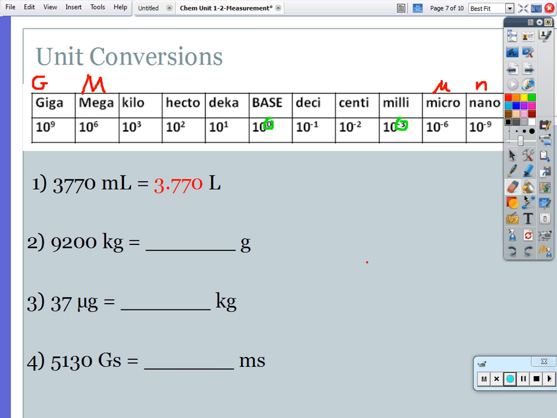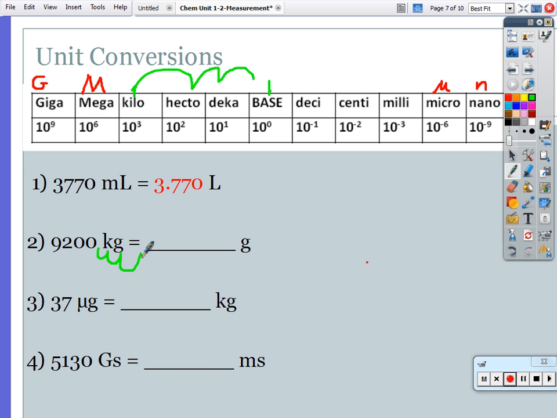Alright, let's look at number 2. So number 2, we're going to do it both ways. We're going to go from kilograms to grams. So this time I'm starting over here at kilo. I'm going to do G, base unit. How do I know this is a base unit? Only one letter. K is a prefix. So in this case, I'm going to jump to the right. 1, 2, 3. So where is my decimal? Right here. So I'm going to jump to the right.